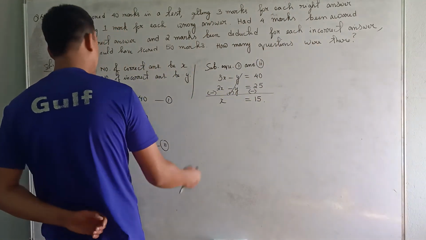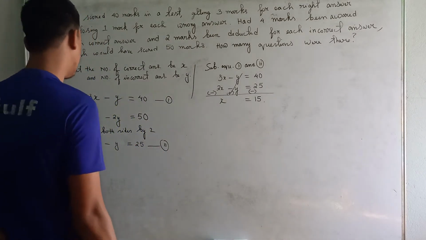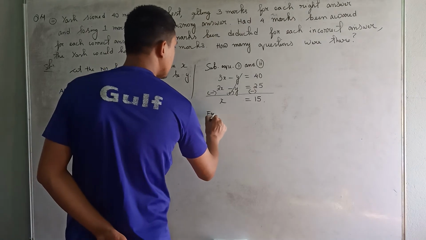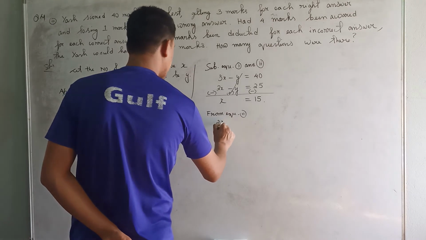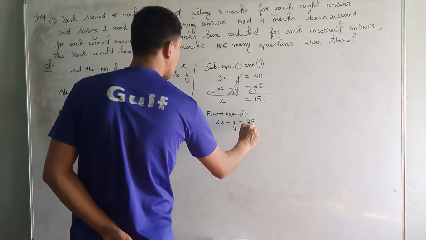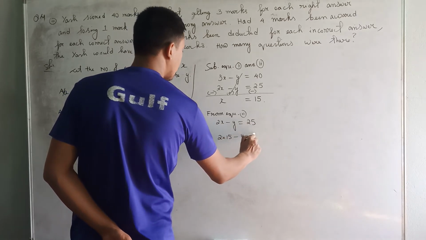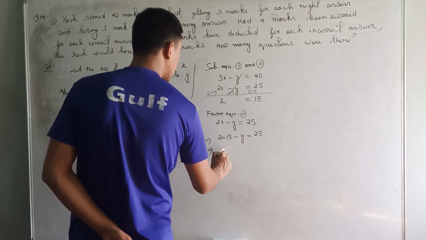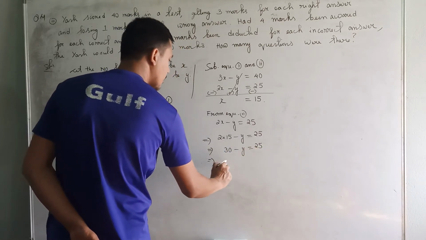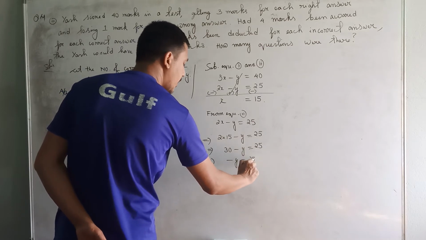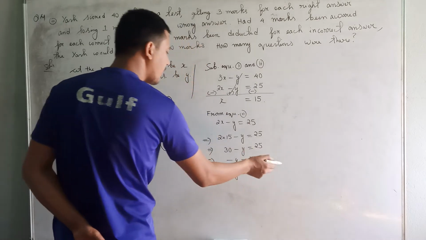Now put the value of x anywhere you like. Suppose equation 1 or 2, maybe 2. The equation 2 is 2x minus y is equal to 25. 2 into 15, minus y is 25. 2 times 15 is 30. So 30 minus y is 25. So minus y equals 25 minus 30. So minus y equals minus 5. 25 minus 30 is minus 5.